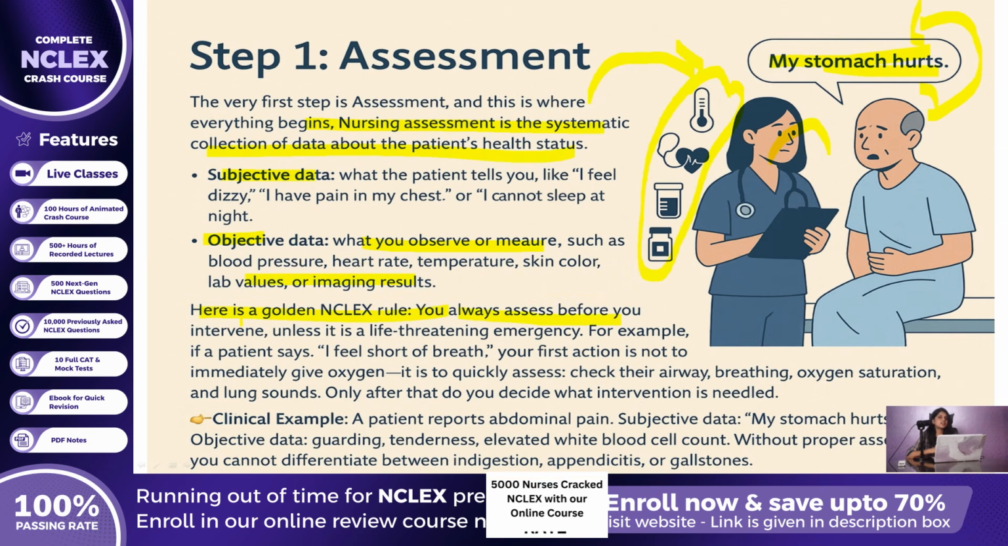Here is a golden NCLEX rule. You always assess before you intervene, unless it is a life-threatening emergency. For example, if a patient says, "I feel short of breath," your first action is not to immediately give oxygen. It is to quickly assess, check their airway, breathing, oxygen saturation, and lung sounds. Only after that do you decide what intervention is needed.